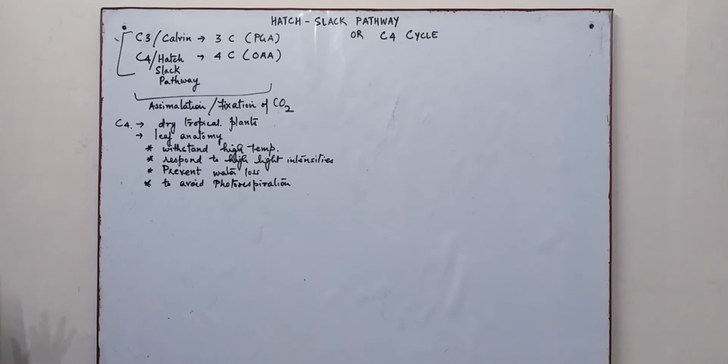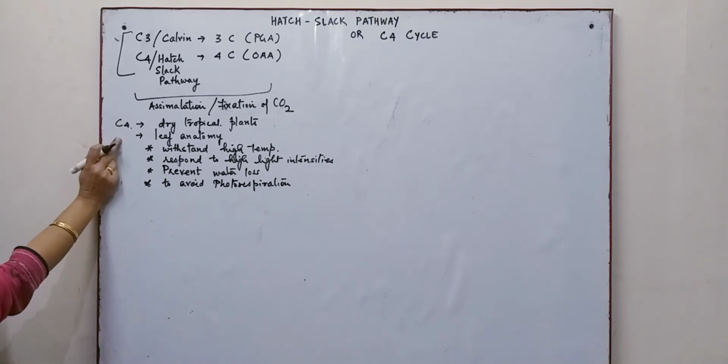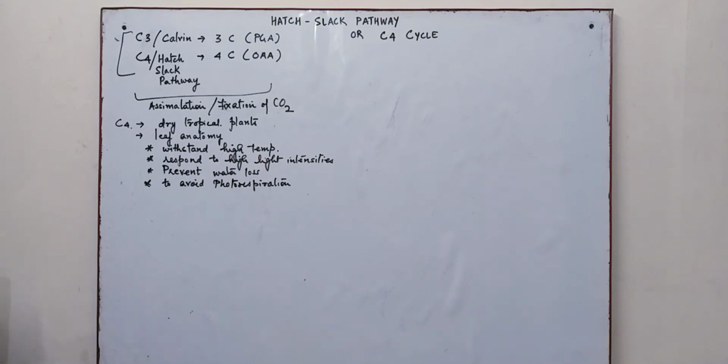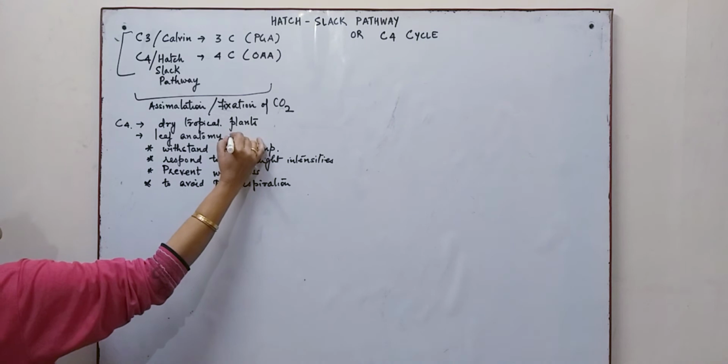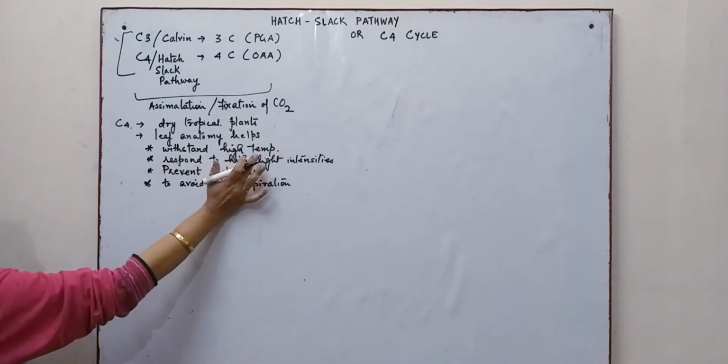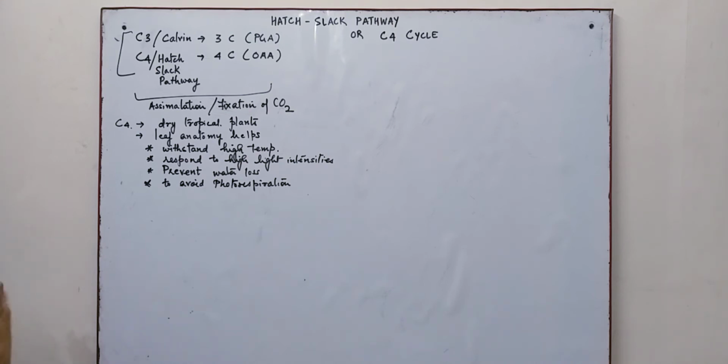So, in a nutshell, C4 plants are found in dry tropical or desert areas. The leaf anatomy helps them withstand high temperature, respond differently to high light intensities, prevent loss of water, and avoid photorespiration. We'll be studying the Hatch-Slack pathway.